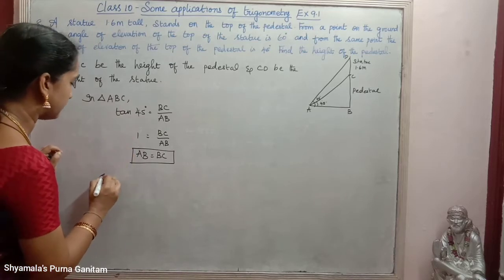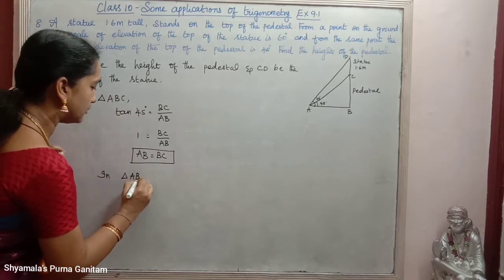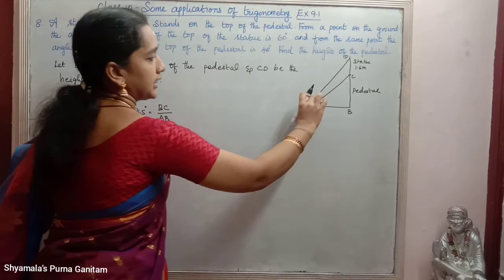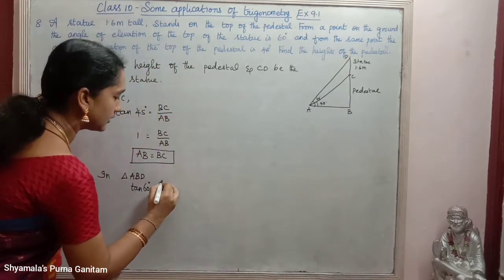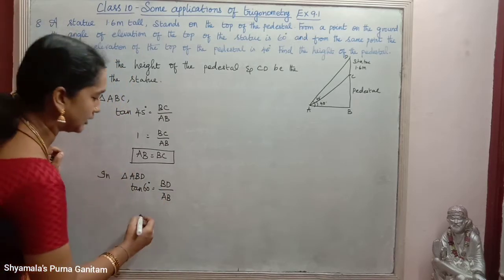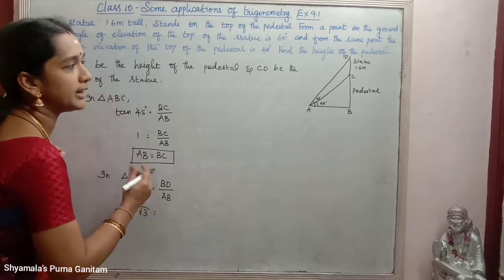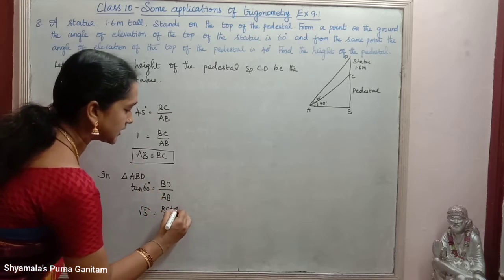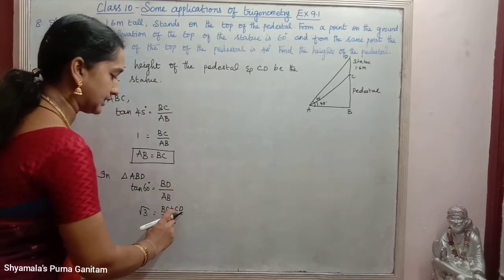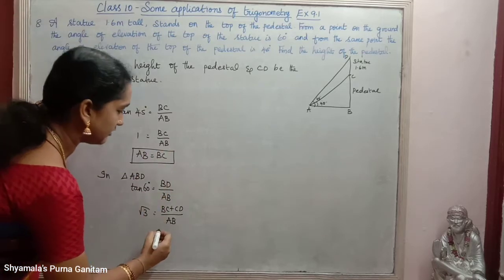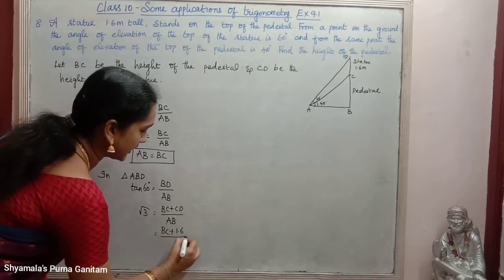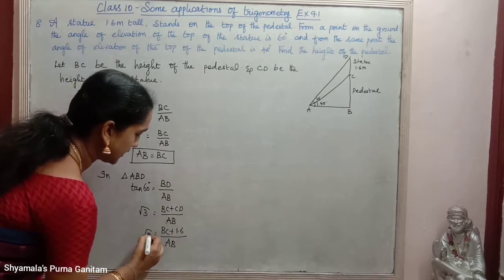Then in triangle ABD, tan 60 is equal to opposite by adjacent, that is BD by AB. We know the value of tan 60 is √3, equal to BD by AB. We can write BD as BC plus CD, by AB. The CD length is given as 1.6. So BC plus 1.6 by AB is equal to √3.